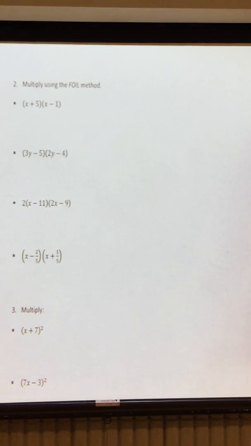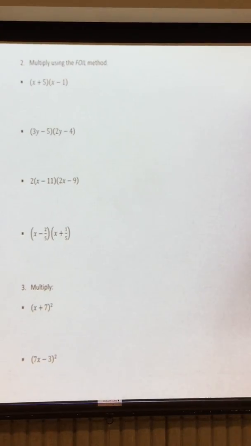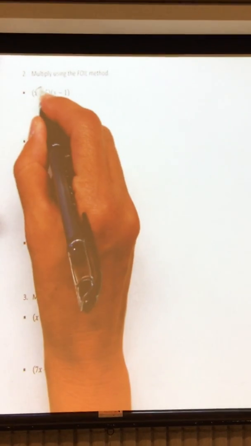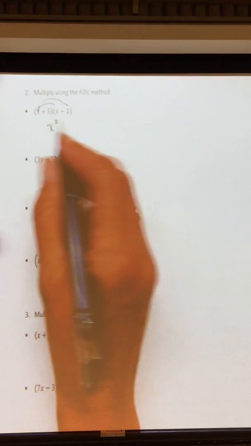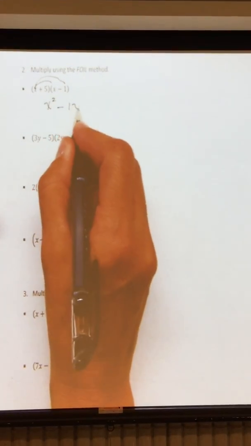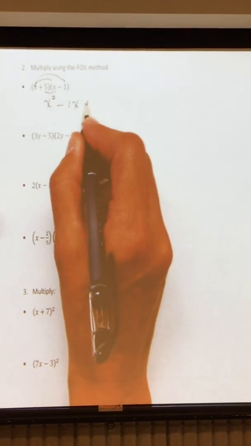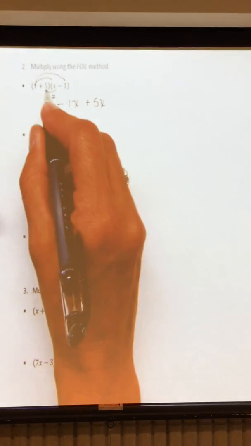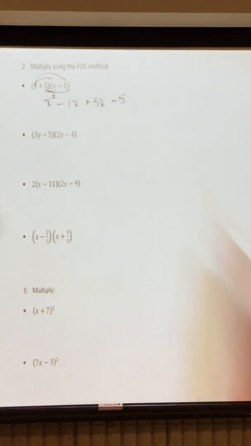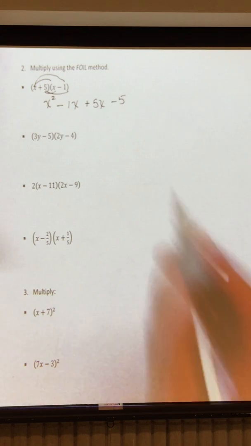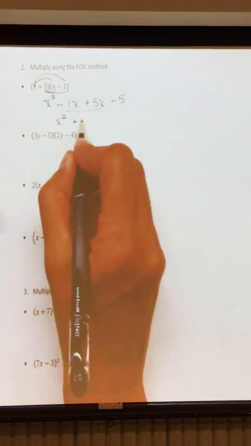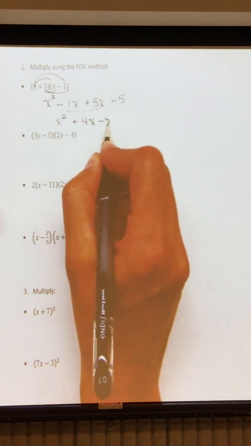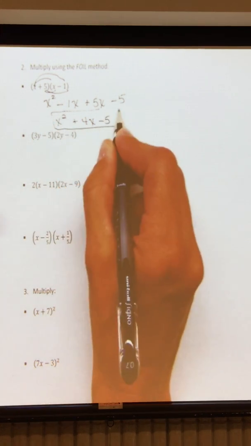Number 2, multiply using the FOIL method, which we just did. We multiply the first. X times x is x squared. Outer, x times negative 1 is negative 1x. Inner, 5 times x. And last is negative 5. And we combine like terms, which is the two middle terms. So you have x squared plus 4x minus 5 is our answer.